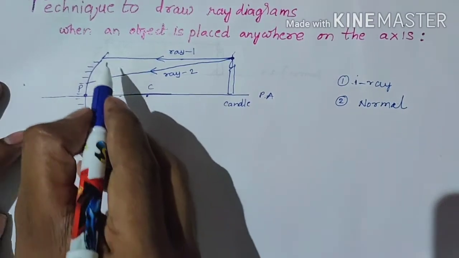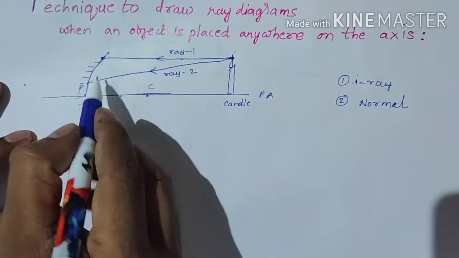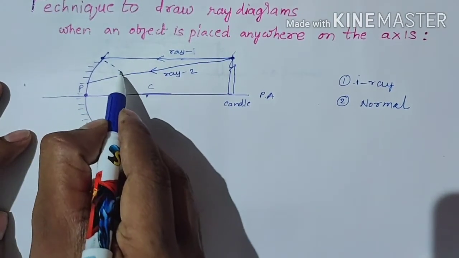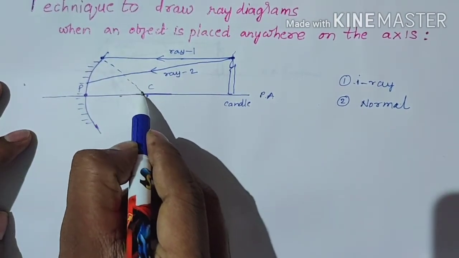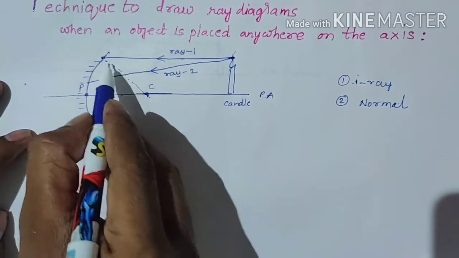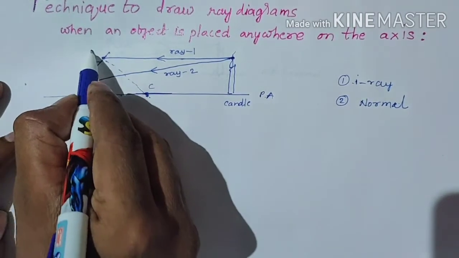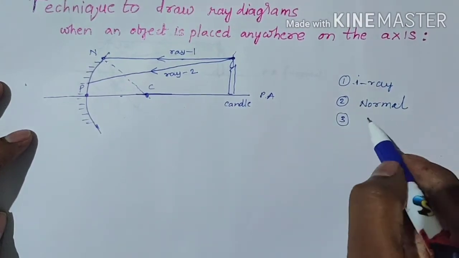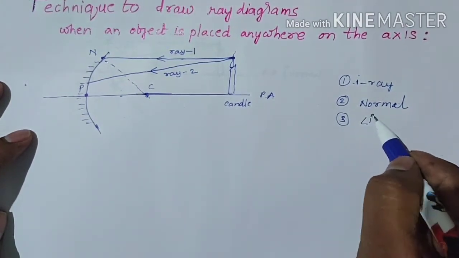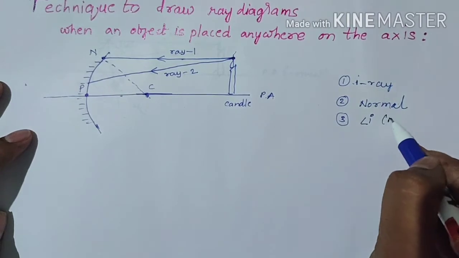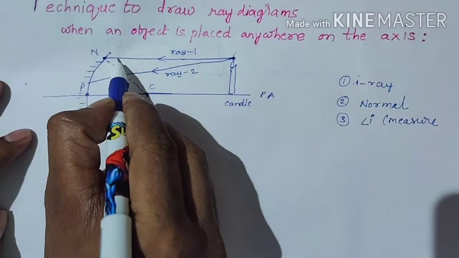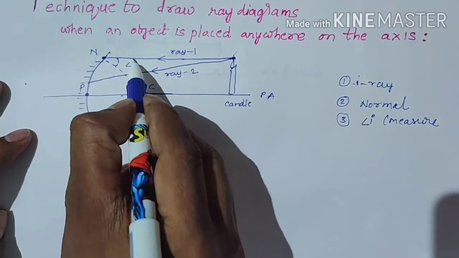So the first step is, after drawing incident rays, you have to draw the normal. So how to draw the normal? From the point of incidence to the center of curvature we have to draw the normal like this. This is the normal. After drawing the normal we have to measure the angle of incidence. So this is the angle of incidence.